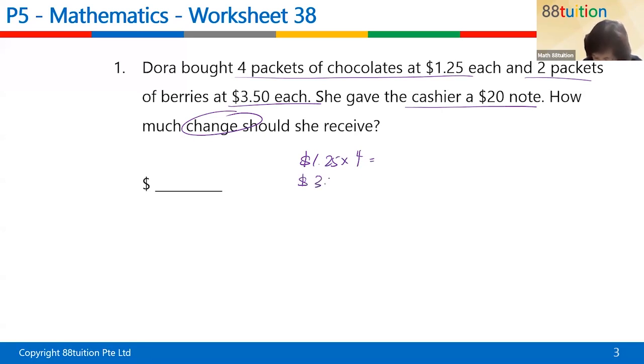Get the 2 packets of berries, which will give you $7. This one for the chocolates should be $5. Okay, so the total cost will be $12. And to get the change, you should get $8.